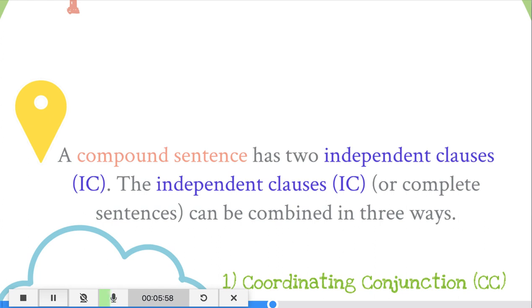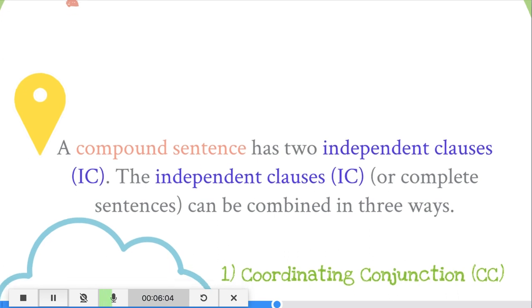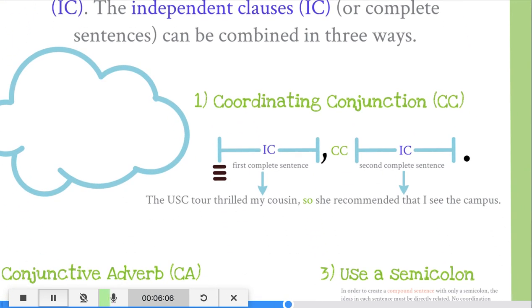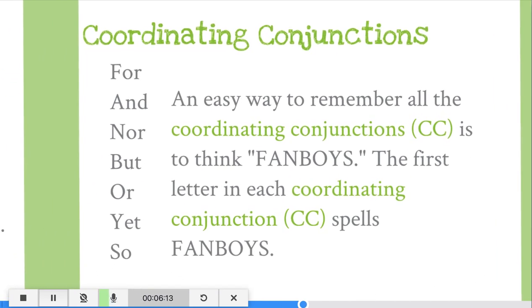Now, the way you can combine the two sentences, there's a lot of different ways. So one is called the coordinating conjunction, otherwise known as fanboys. These are our fanboys words. We say fanboys because the first letter of each of these conjunctions represent fanboys. The most common ones you may see are and, but, or, yet, and so.